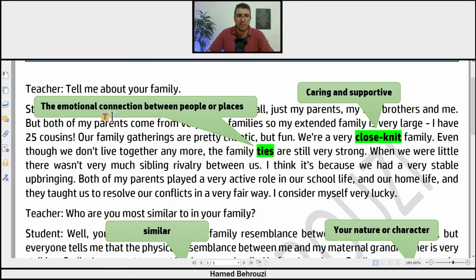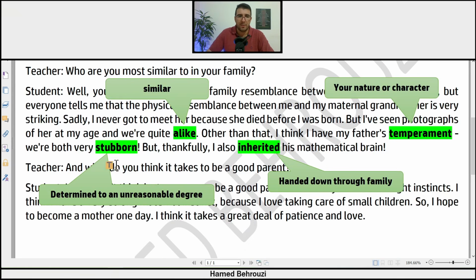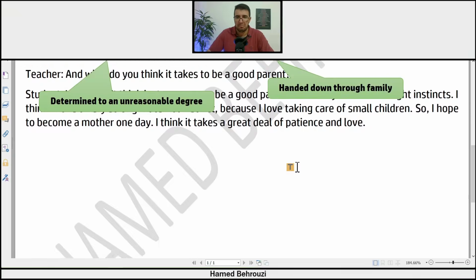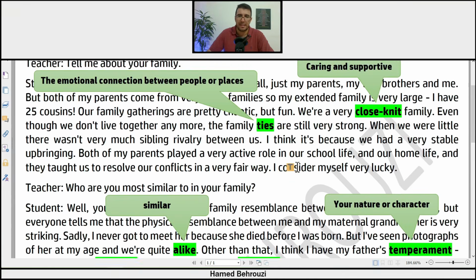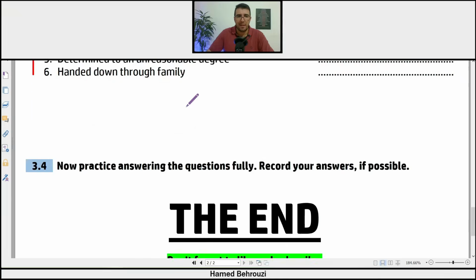The emotional connection between people or places is ties. Then we have this one here. When we say something is similar, it is alike. Your nature or your character is your temperament. Somebody who is determined to an unreasonable degree, that person is stubborn. And handed down through family is inherited. That's all. There's nothing else. You can just check it. I hope you did it yourself and then checked it. And then I think it is finished.